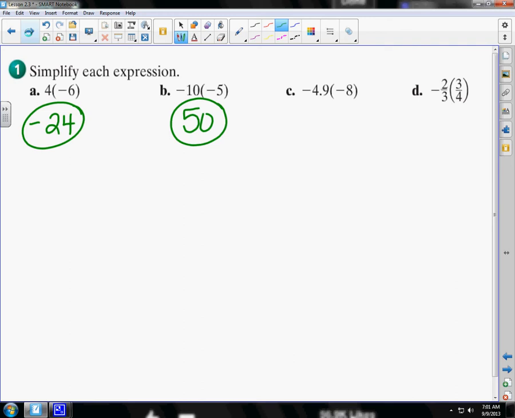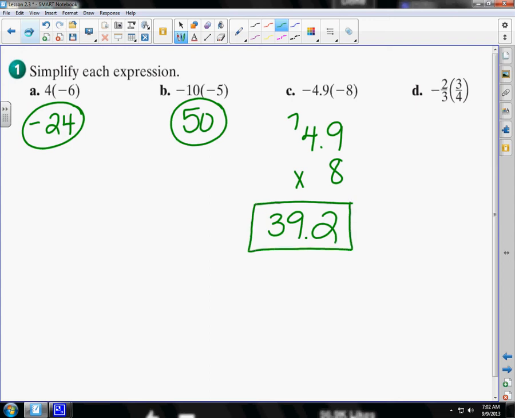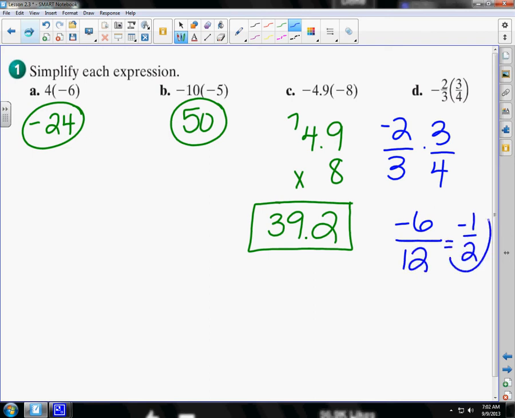Now, here's a decimal. I don't expect you to do that off the top of your head, but you can do a little multiplication. 9 times 8 is 72. 32 plus 7 is 39. I move my decimal one spot, and then I notice it's a negative times a negative, so that would make it positive. 39.2. Here with fractions, I just multiply straight across. So I know -2 times 3 is -6, and 3 times 4 is 12. That would be -1/2.